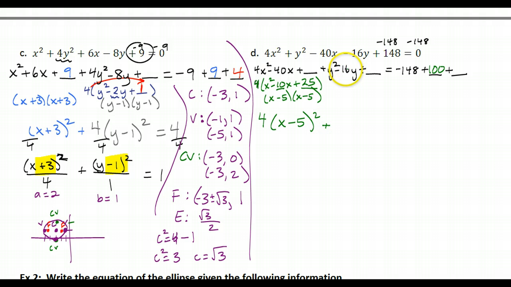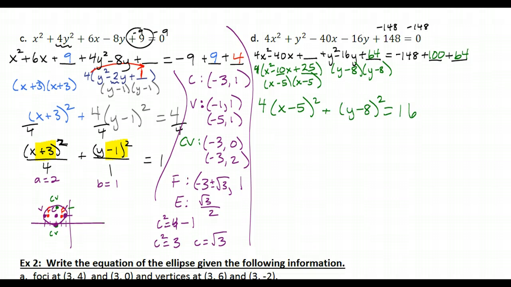16 divided by 2 is 8. 8 squared is 64, and there's no number in front, no parentheses or anything, so I'm just adding 64 to the other side. And that factors into y minus 8, so that is y minus 8 squared. And by the way, -148 plus 100 plus 64 is 16.